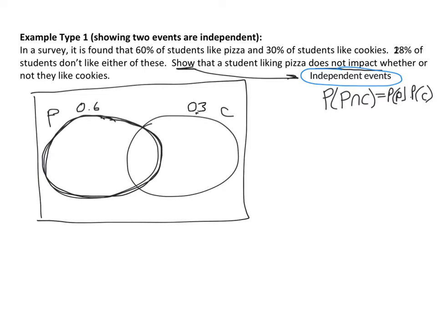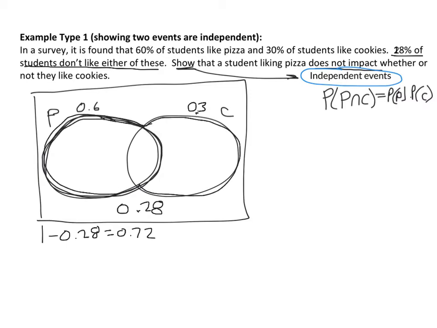And then we've got this other piece of information. It says 28% of the students don't like either of them. So where would that go in this Venn diagram? Well, if they don't like either of them, it means that 0.28 is out here. Now, if I've got 28% out there, think about how we can use that. There's a really important way that we can use that piece of information. If I do 1 minus 0.28 and get 0.72, that 0.72 is going to be all of this. That's going to be the OR probability of these things.